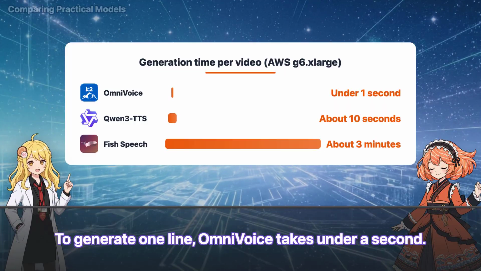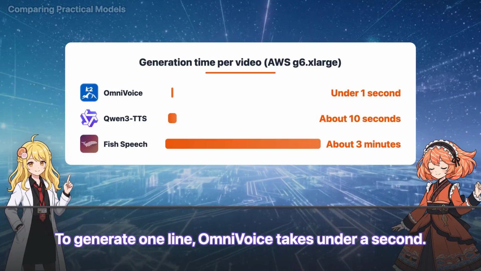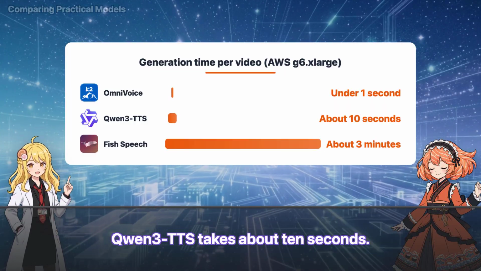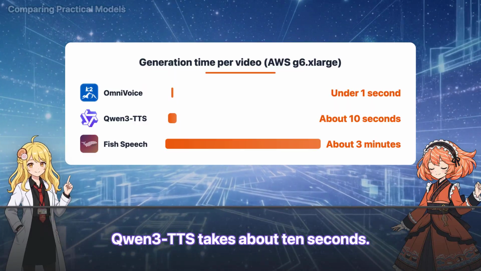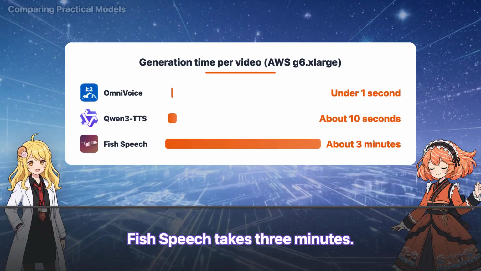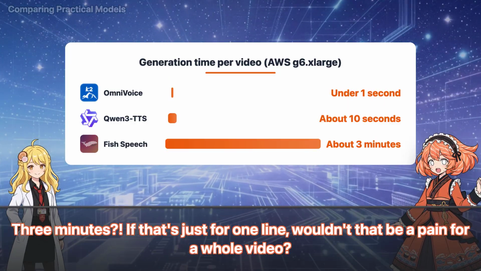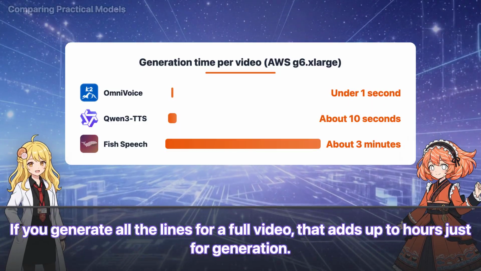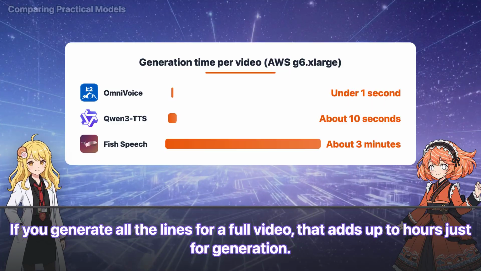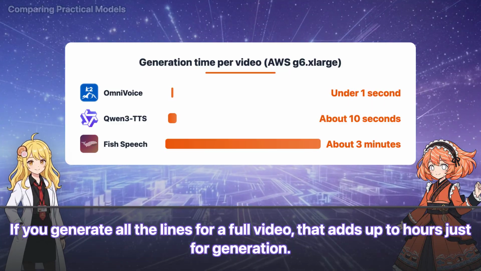To generate one line, OmniVoice takes under a second. Qwen3 TTS takes about 10 seconds. Fish speech takes 3 minutes. 3 minutes? If that's just for one line, wouldn't that be a pain for a whole video? If you generate all the lines for a full video, that adds up to hours just for generation.